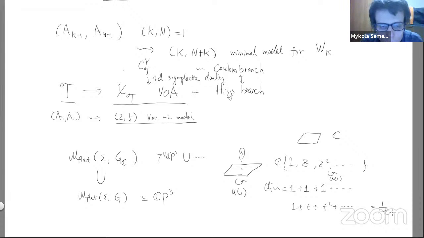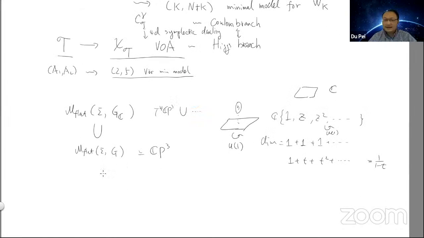And what replaces O of 1, which was the determinant bundle in the case of CP3? What replaces it here? There is a similar determinant bundle, L, on this moduli space of Higgs bundles that will become O of 1 if you restrict to the CP3. I didn't get a chance to carefully define this, but there's a natural thing that can be defined.